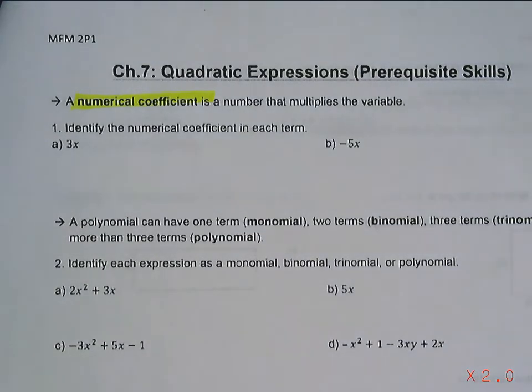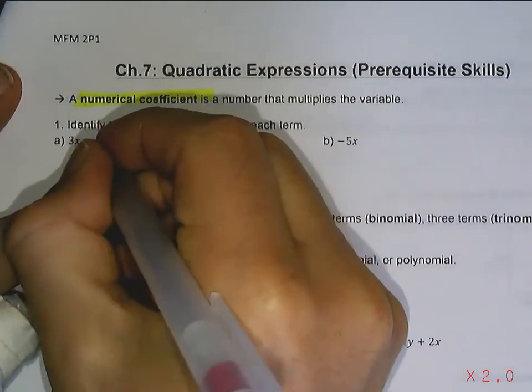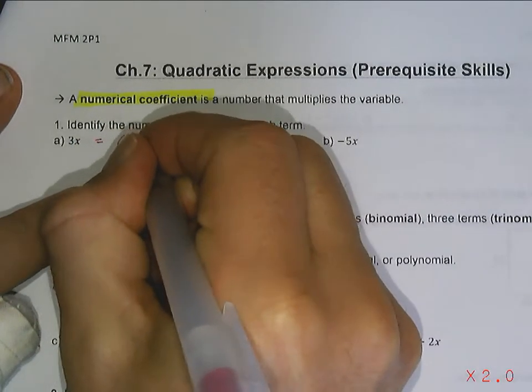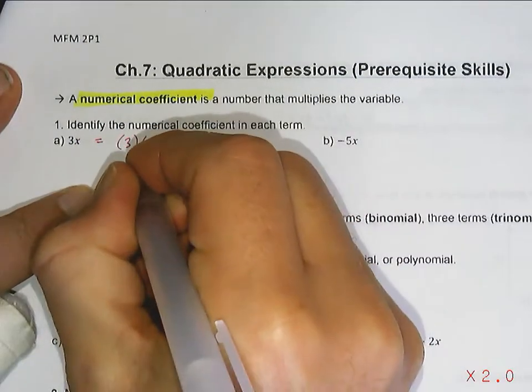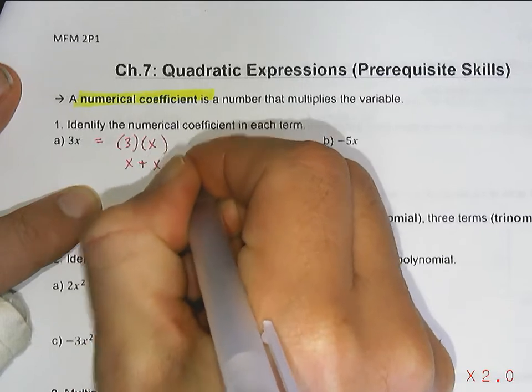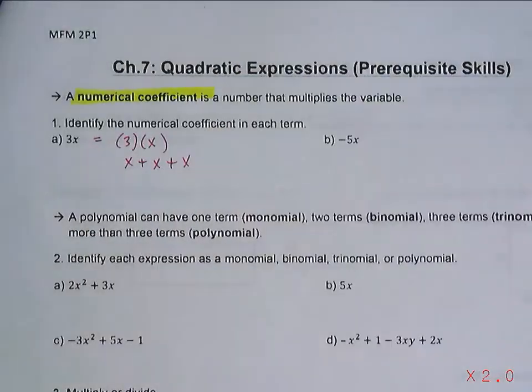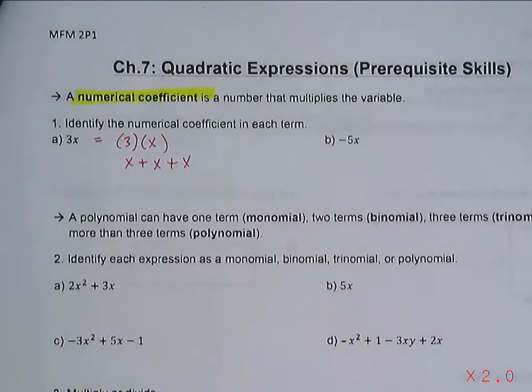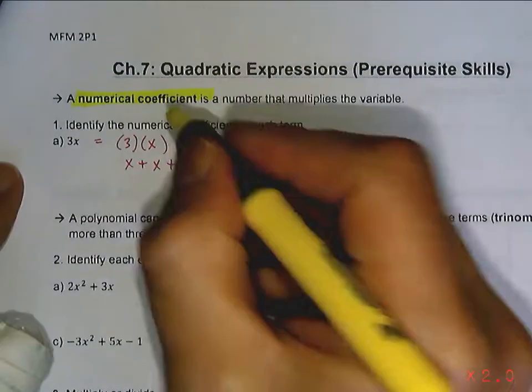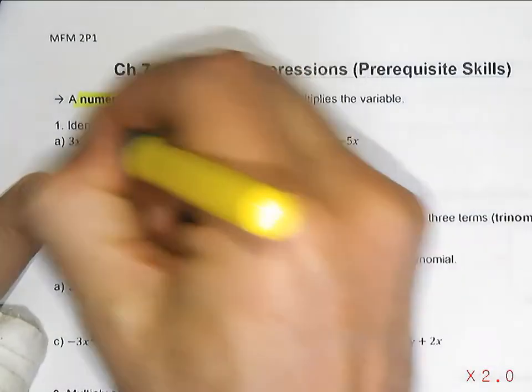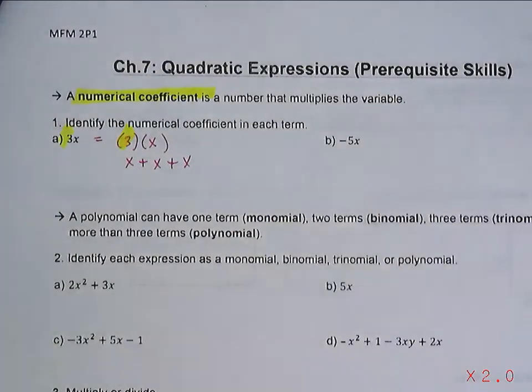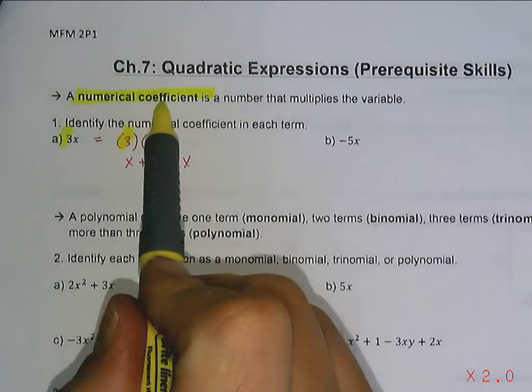And now I'm going to tell you that 3x means 3 times x. It most certainly does. But it also means x plus x plus x. It means 3 x's. It means that there are 3 x's there. Now, the numerical coefficient is the 3. That's the number part of that term. And we give it a very special name, numerical coefficient.